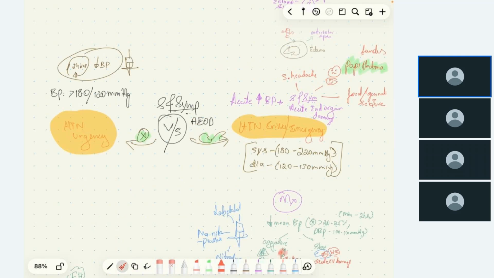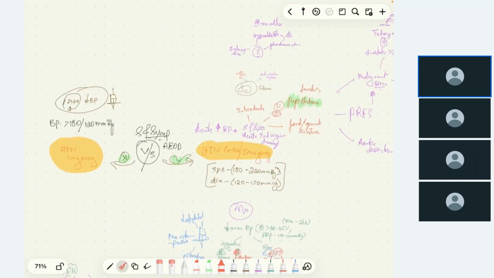Is the signs and symptoms of acute end organ damage. If the patient has signs and symptoms of acute end organ damage, we'll classify that patient as having hypertensive crisis or emergency. Or if the patient doesn't have any signs and symptoms of acute end organ damage, we'll tell the patient has hypertensive urgency. I'll go through it in depth now. You'll get to know about this. I'll also repeat this at last.